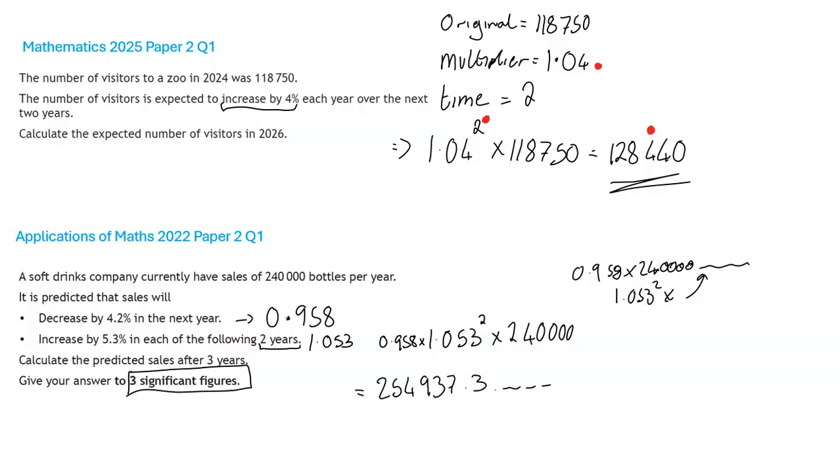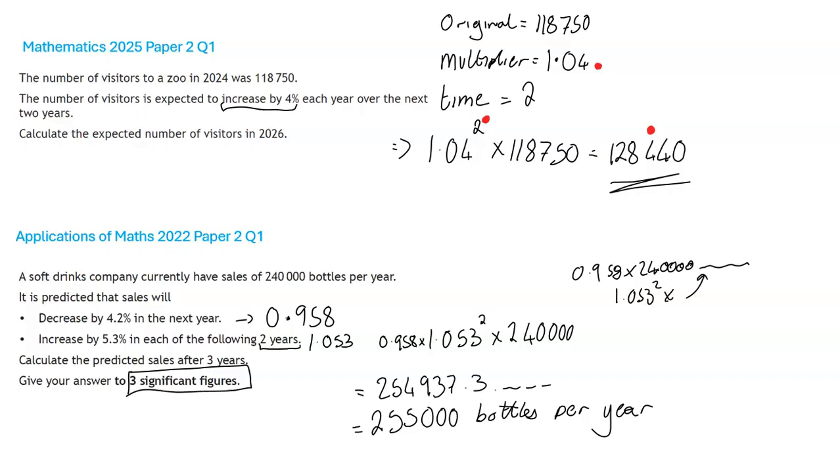If it gives you a rounding, use the rounding. So 3 significant figures, that becomes 255,000. And then put it in the context, bottles per year. I'm following the instructions the question gives. So there you go, 2 slightly different ways that they're done for a maths and an apps paper.